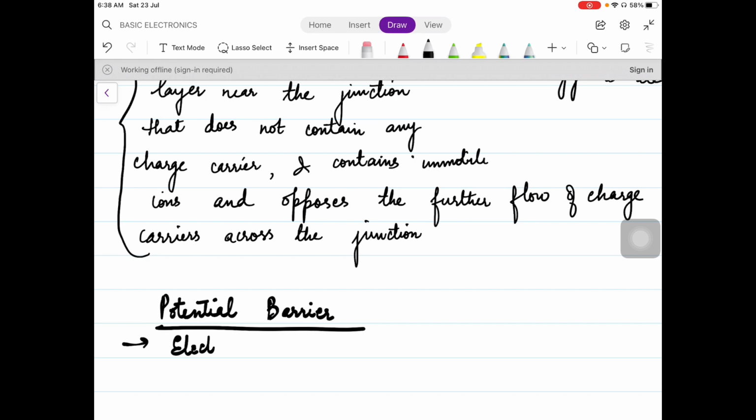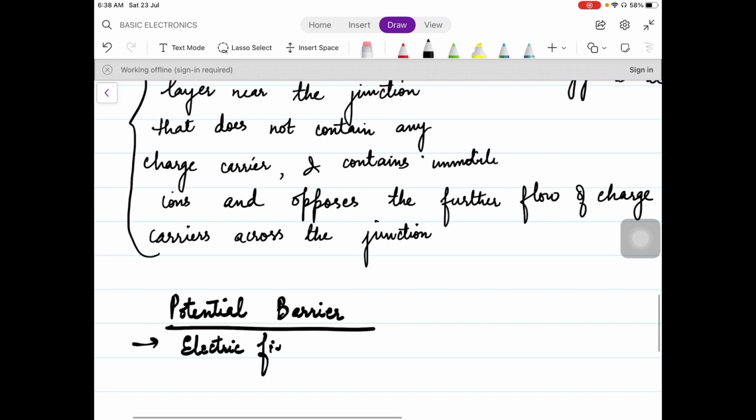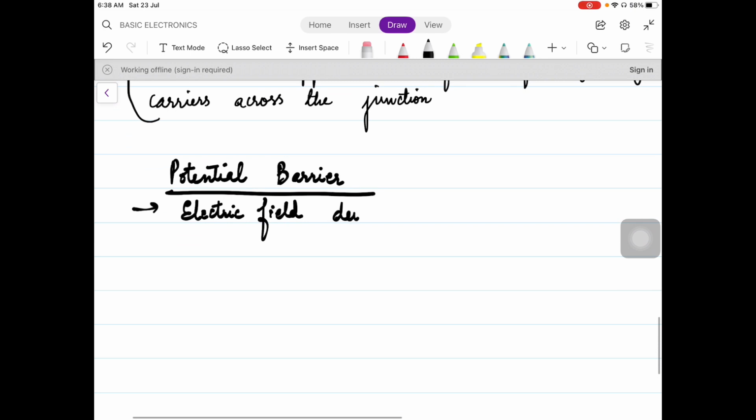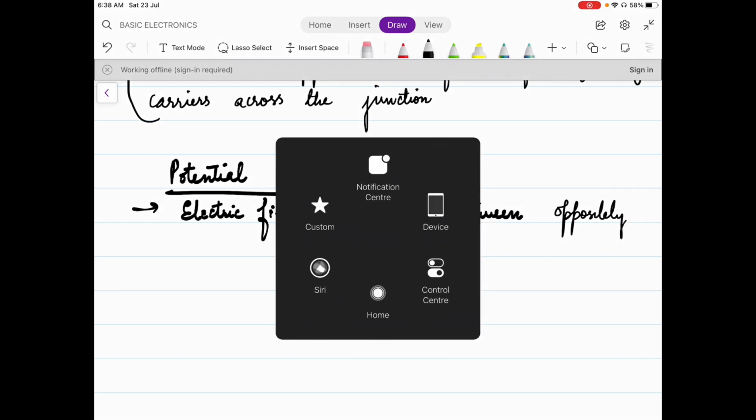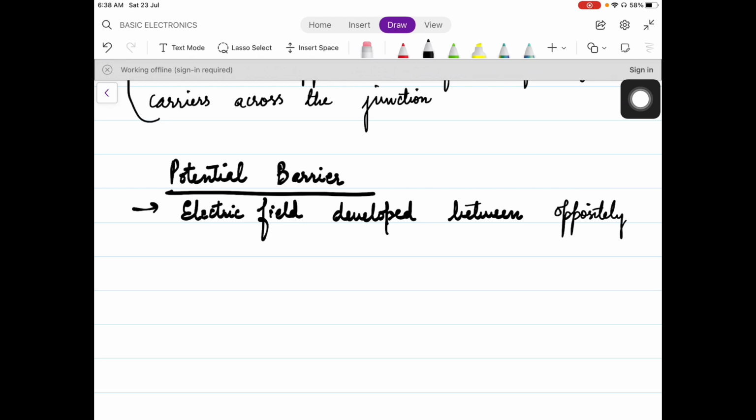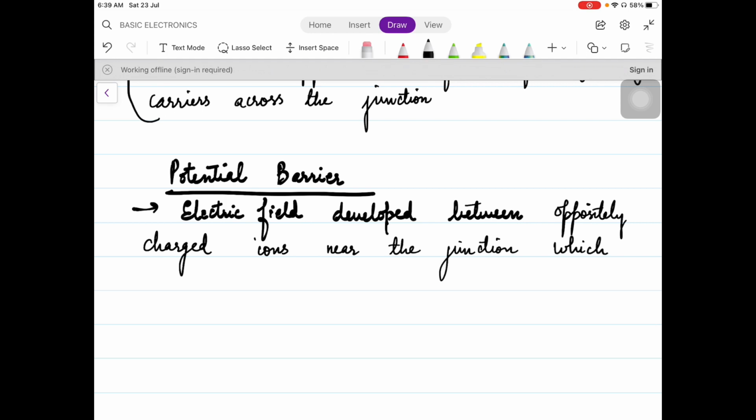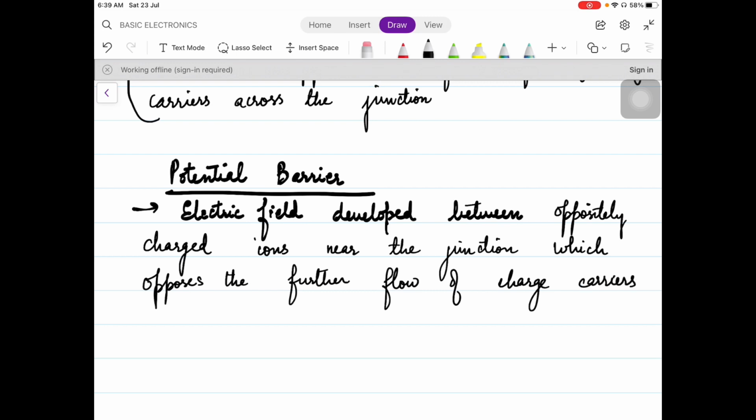Electric field developed between oppositely charged ions near the junction, which opposes the further flow of charge carriers across the junction. So that is what potential barrier is.